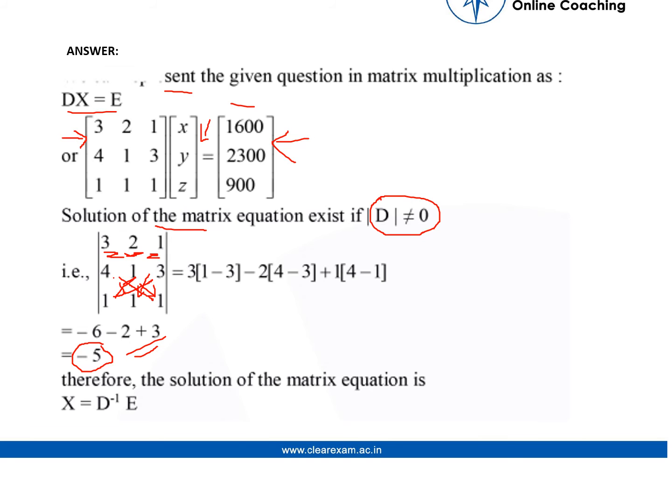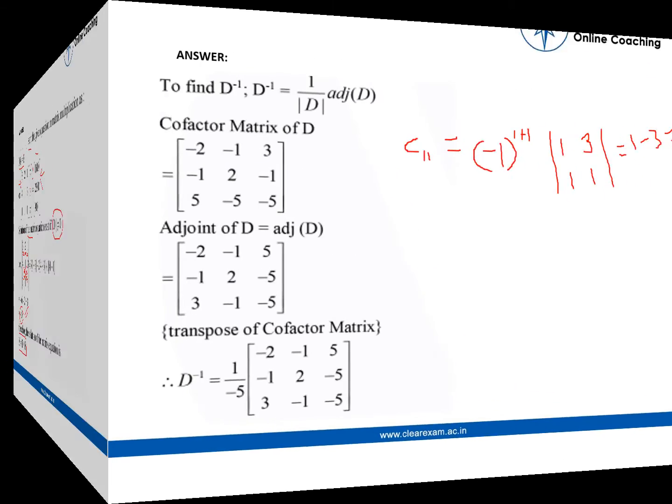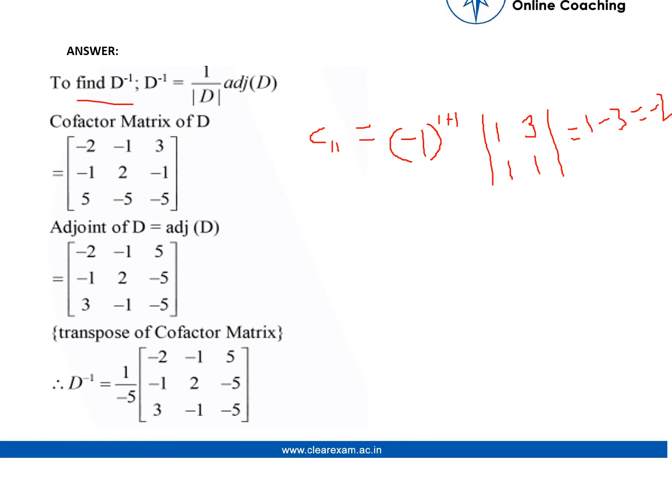And the equation is X is equal to D inverse into E matrix. To find D inverse, we have to put in the formula D inverse is equal to 1 upon determinant into adjoint of D. So to calculate the cofactor matrix of D, the C11 position is calculated as minus 1 to the power 1 plus 1, 1 into 3, minus 3 into 1, so we get minus 2.